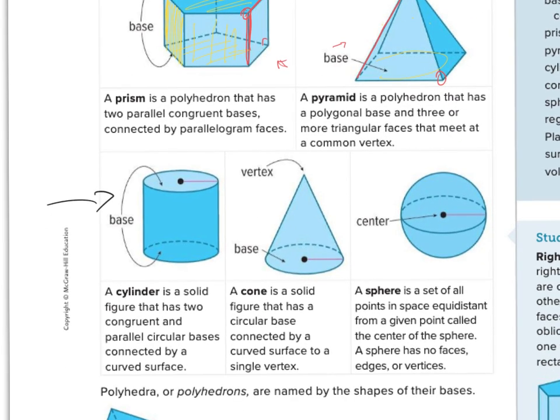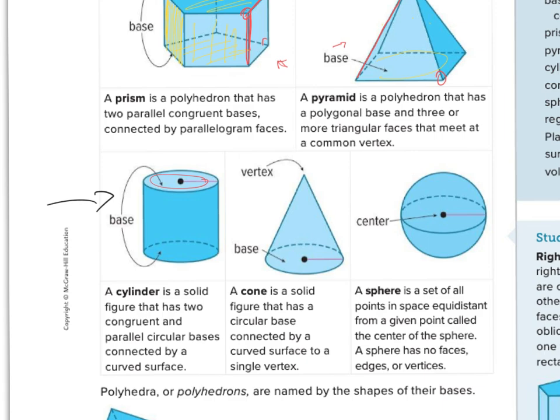Now when it comes to your cylinder, it is not a polyhedron, but it does have 2 bases. The cylinder, its bases will always be circles. So a cylinder is a solid figure that has 2 congruent and parallel circular bases connected by a curved surface. So parallel basically just means, it's like a can. The top and the bottom are parallel to one another, and then you have the round sides.